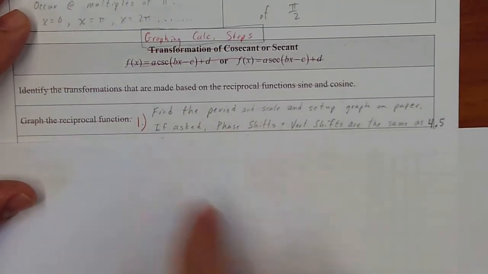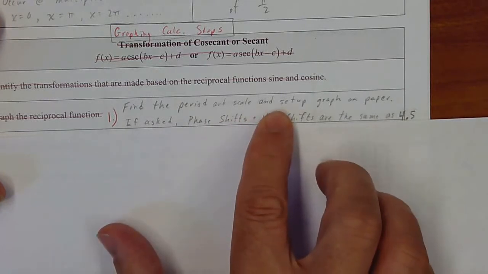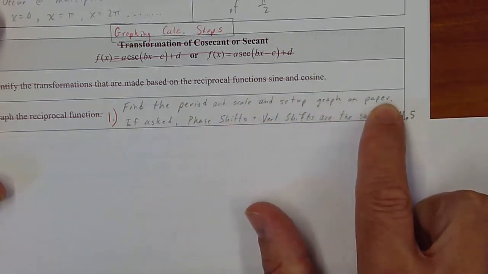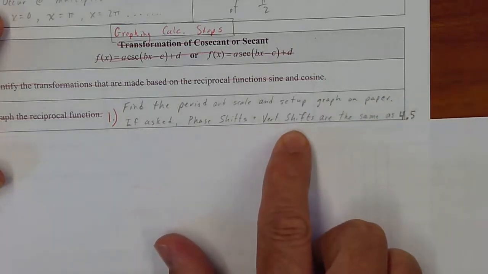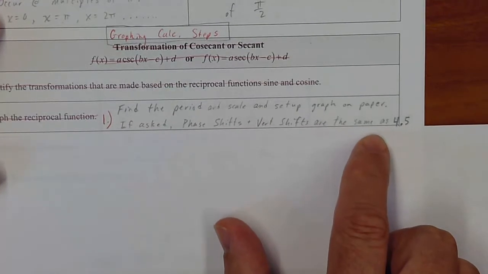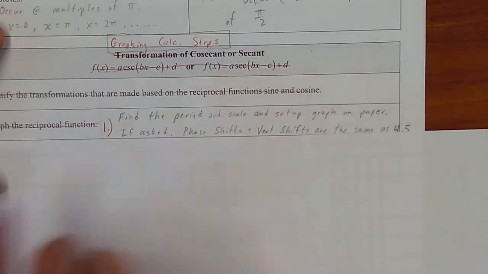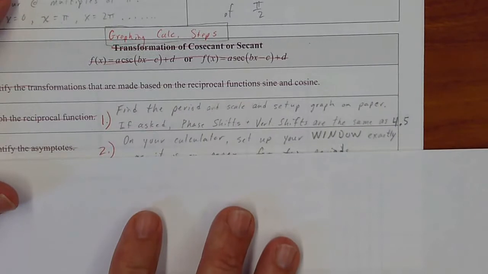Okay, so let's just replace all this. Step 1 says to find the period and scale, just like the tick marks that we've been doing, and set up the graph on paper. And then, of course, if they ask, the phase shifts and the vertical shifts are going to be the same as section 4.5. The C over B, the D value is the vertical shift. All that transfers to this section, so thankfully you don't have to relearn all that.